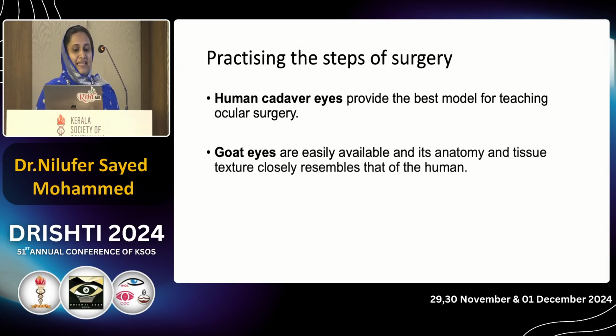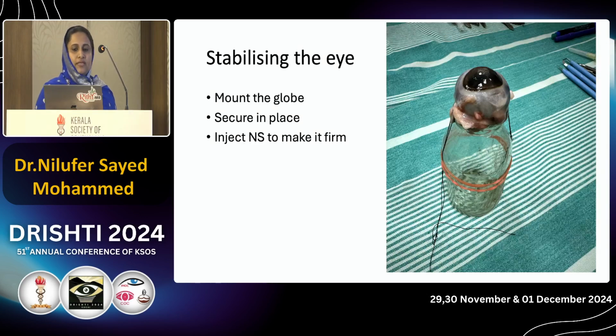Meanwhile, goat eyes are easily available, and its anatomy and tissue texture closely resemble that of the human. What we do is we mount the globe on a forceps jar and take 2 bites with 3-0, and then secure it in place with rubber bands, and we inject normal saline to make it firm.